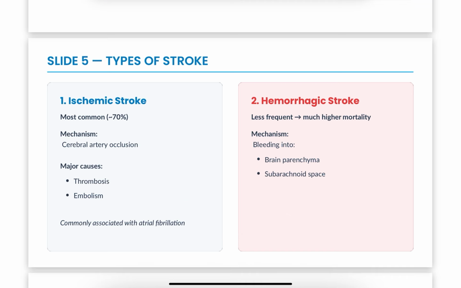The second type is called the hemorrhagic stroke, and instead of the problem being a lack of blood flow or occlusion, here we have an actual bleeding. The hemorrhage can happen in the brain substance, the brain parenchyma, or even in the subarachnoid space. Hemorrhagic strokes are less common, less frequent, as written here, and they're much more fatal. Why? Because we're having an actual bleeding.